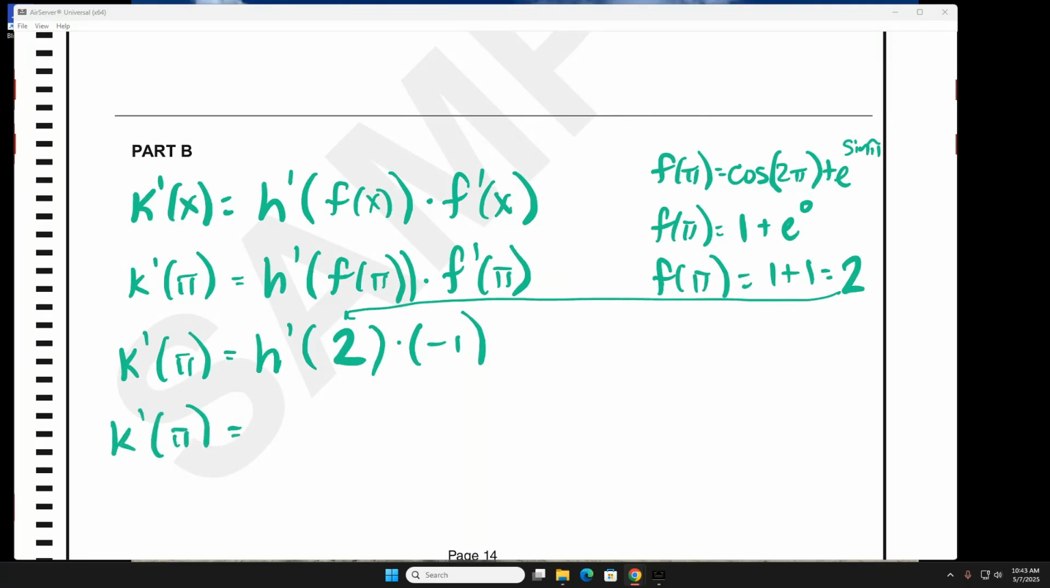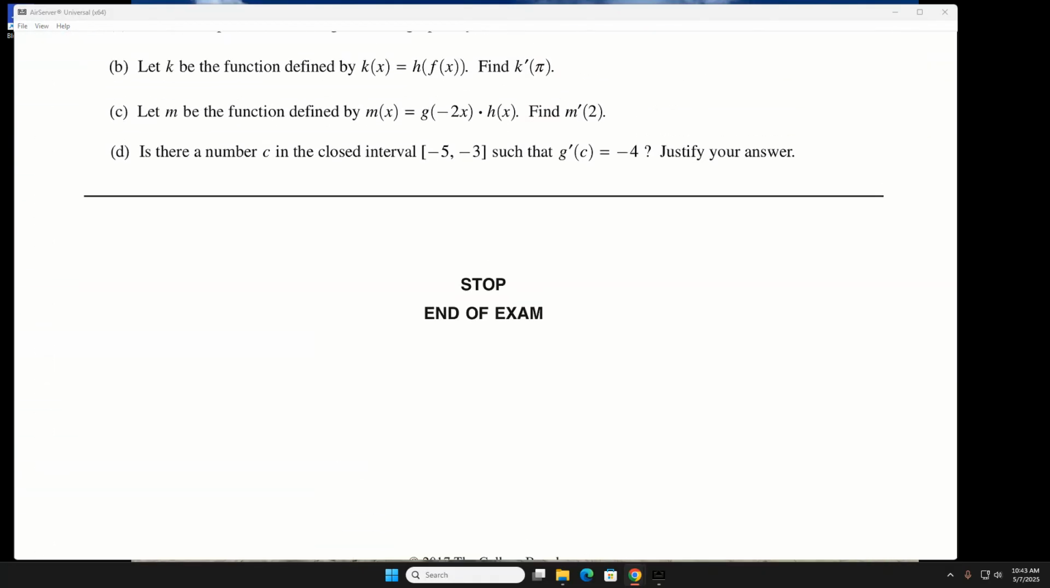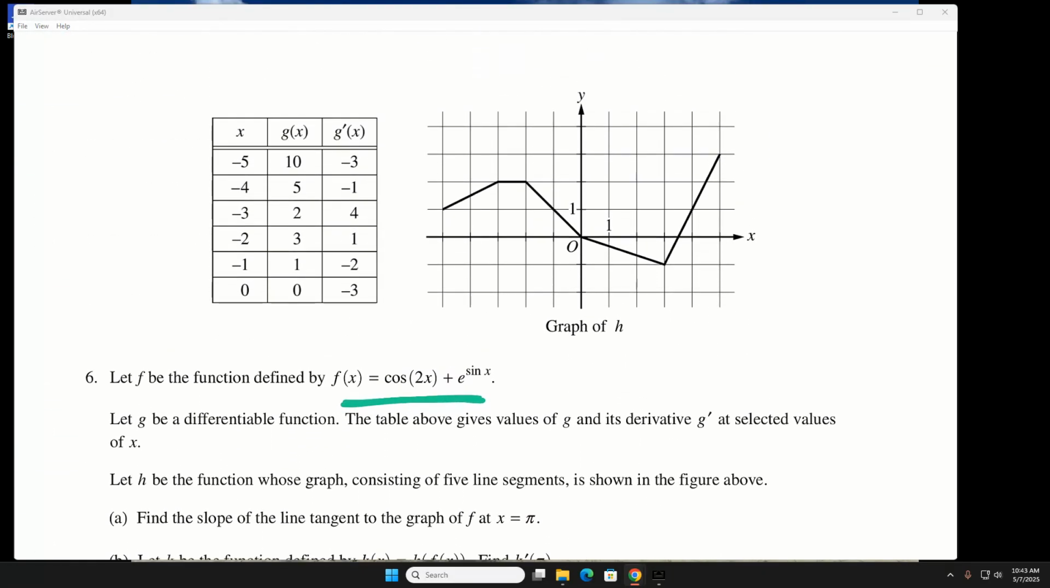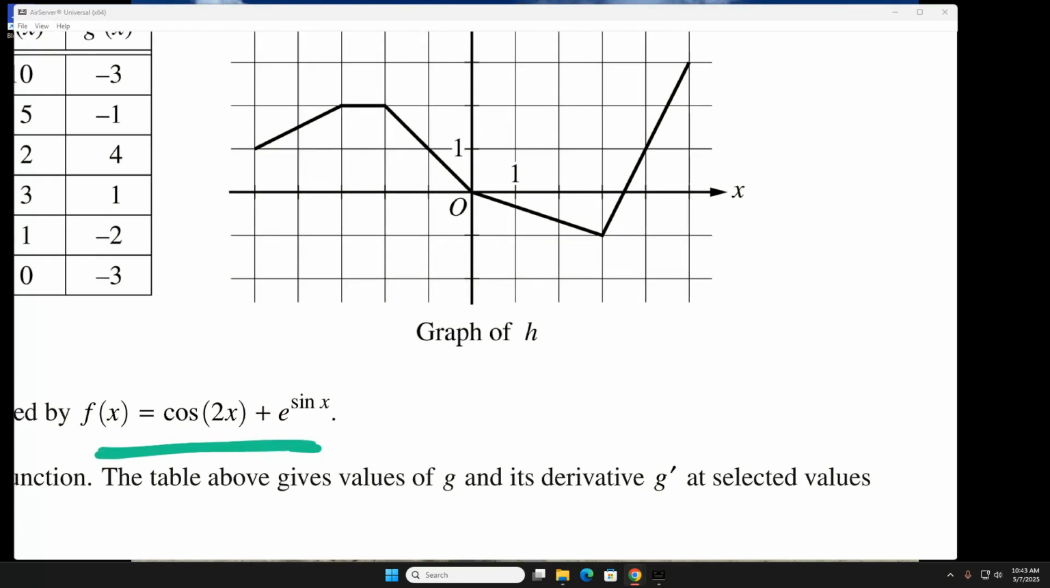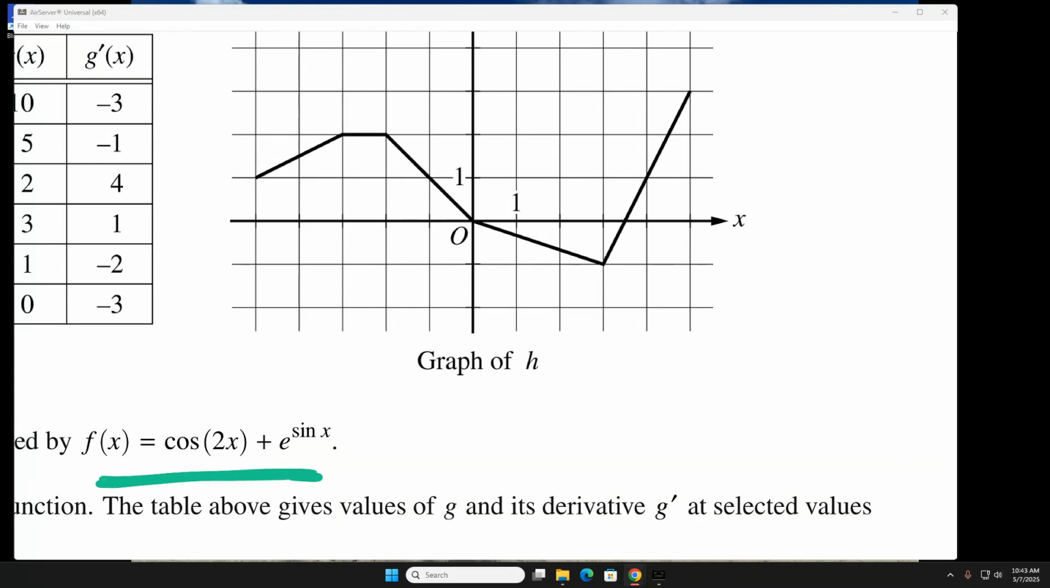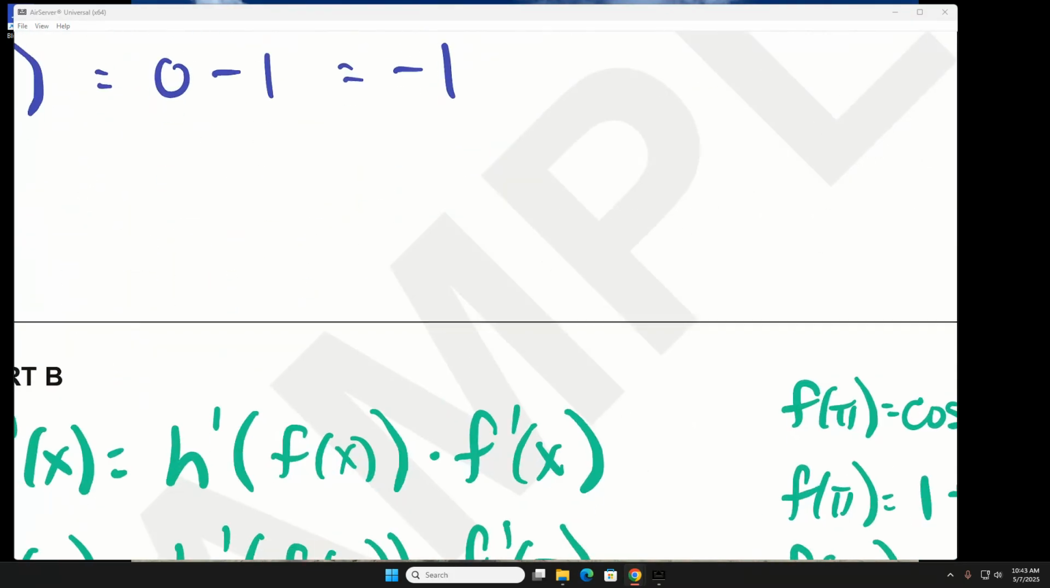Okay. Now we need h prime of 2. So let's see what we got here. So h is the graph. So how do we find h prime of 2 on a graph? It's the slope. So when x is 2, it's the slope of this line, which is going to be down 1, right 3, so -1/3.